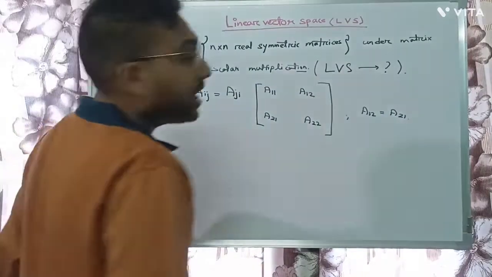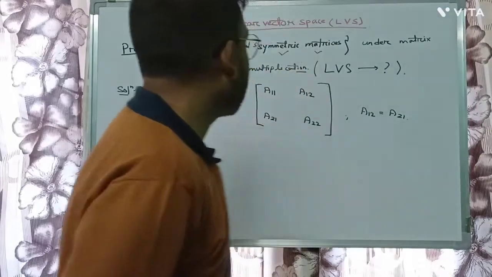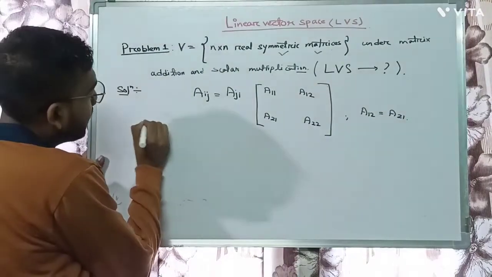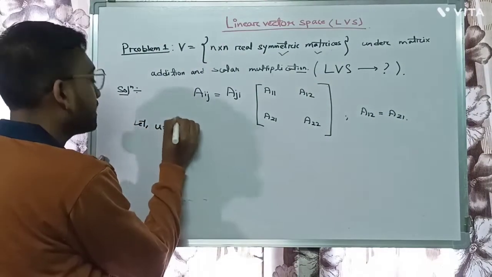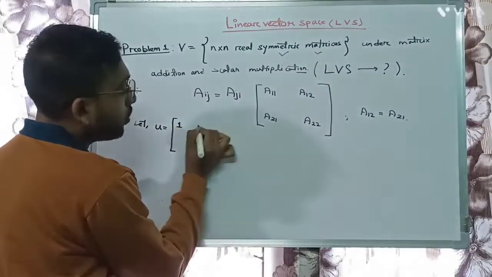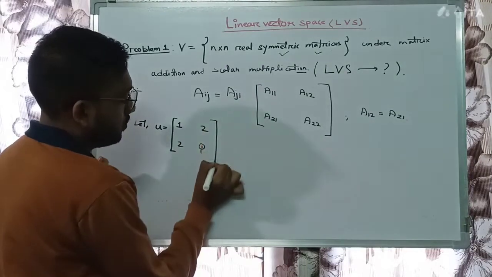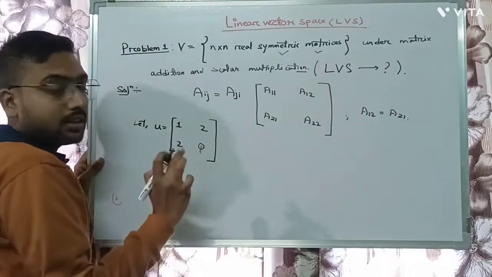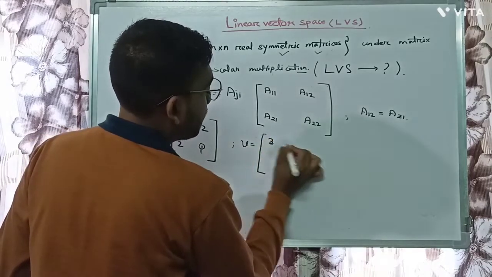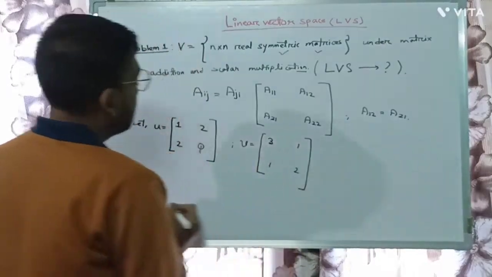So we have to consider two symmetric matrices to check all the 10 properties which we have already mentioned. So let U be a symmetric matrix of 2 cross 2 as 1 2, 2 0. This is a symmetric matrix as these two elements are equal. Also V equals 3 1, 1 2. This is also a symmetric matrix as these elements are equal.